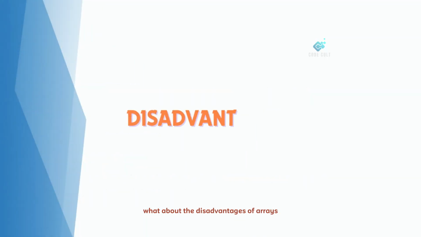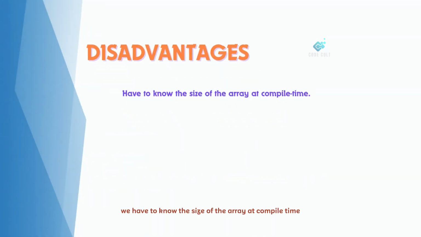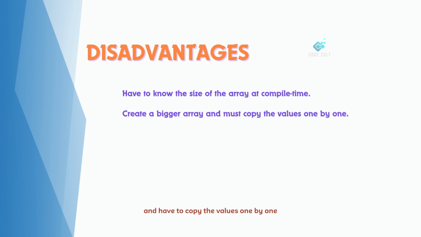What about the disadvantages of arrays? First, we have to know the size of the array at compile time, so it is not a very dynamic data structure. If it is full, then we have to create a bigger array and copy the values one by one from the old array to the newly created array. Basically, reconstructing an array takes O(n), so linear time complexity. Why? Because we have to copy all the items one by one. So we have to iterate through the whole array and copy the items. So that's why it's going to have O(n) linear time complexity.